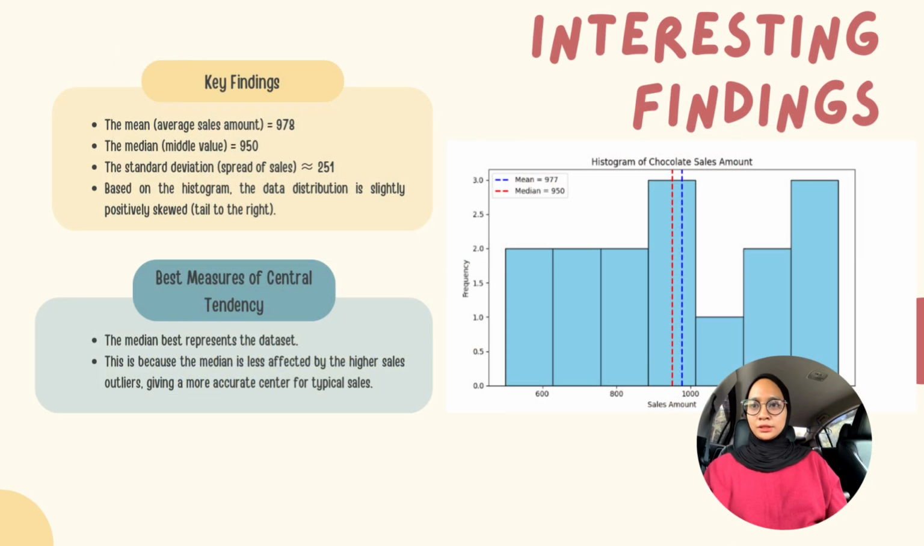Assalamualaikum. Today I will present an interesting finding. So this is the slideshow, the key findings from our chocolate sales data. The mean sales amount is 978, but the median is 950, which better represents typical sales because it is less affected by higher outliers. The standard deviation of 251 shows there is a wide spread in the data. The histogram is slightly right skewed, so overall the median is the most accurate measure of central tendency.